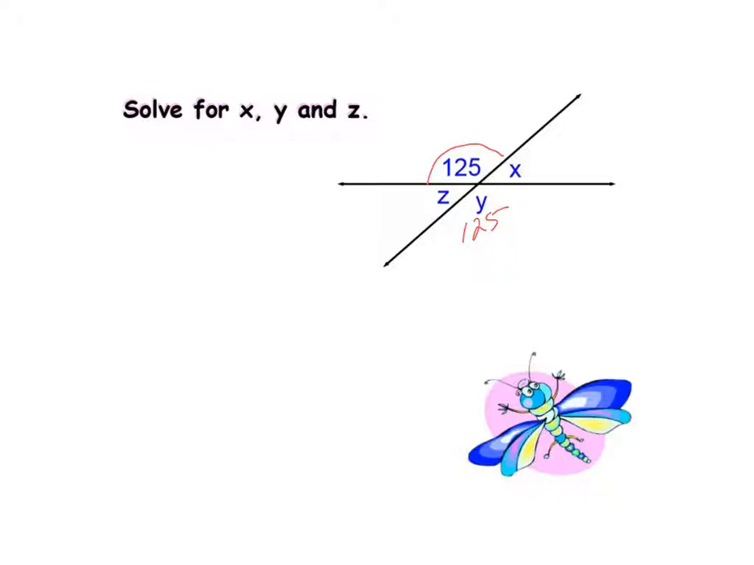Now, to find x and z, I can think about linear pairs. So I know this here is a linear pair, and we know linear pairs have to be 180 degrees. So if I take 180, subtract 125, I should get 55 degrees. So I know then that x and z have to be 55 degrees.